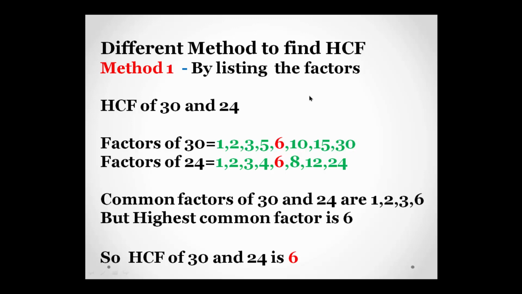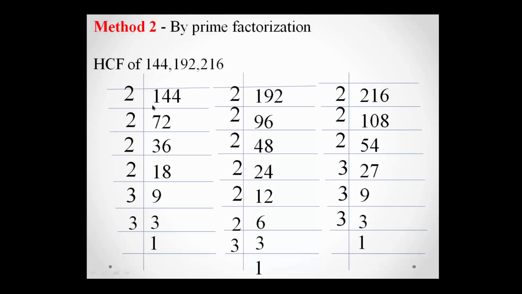So, which are the common factors here? 1 is common factor, 2 is common factor, 3 and 6. But we need to find the HCF, means highest common factor. So, which is the highest common factor here? 6 is the highest common factor. So, HCF of 30 and 24 is 6. Let's discuss the second method.